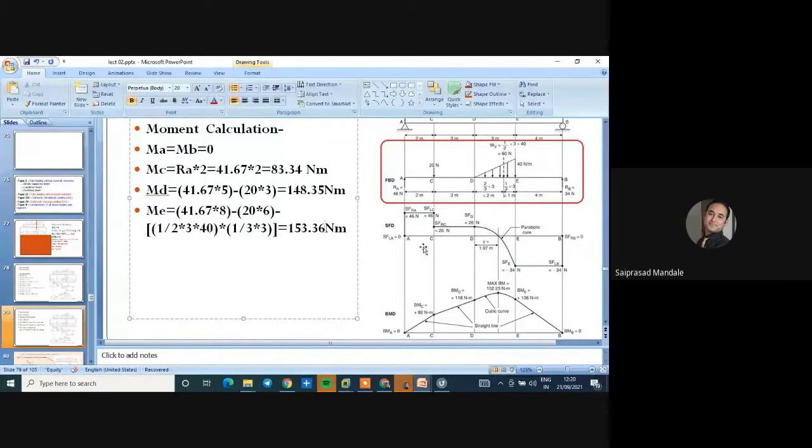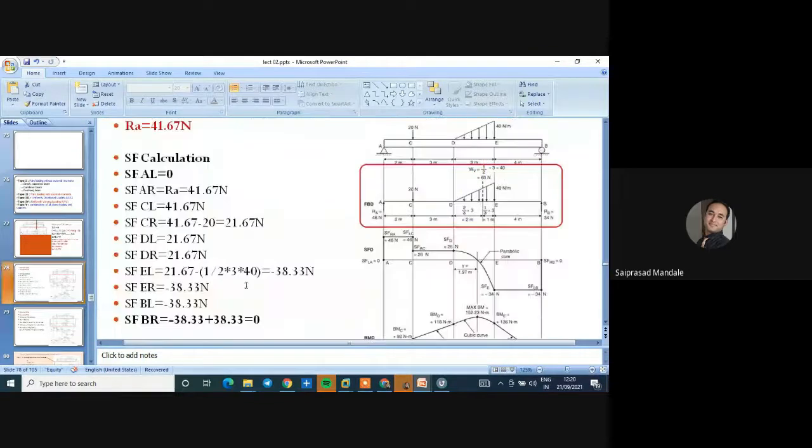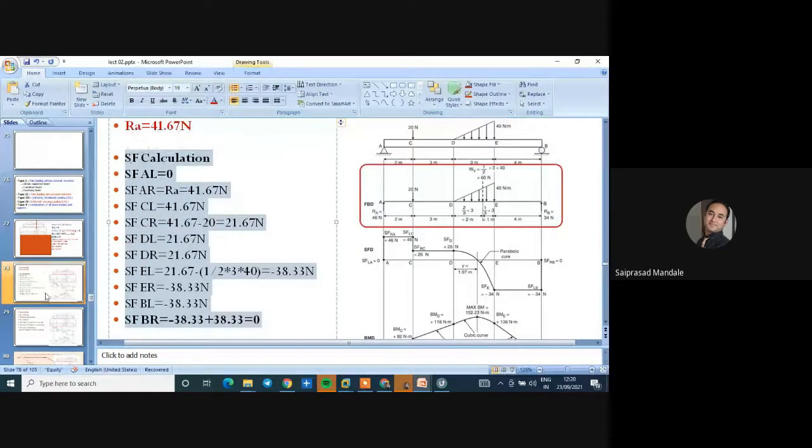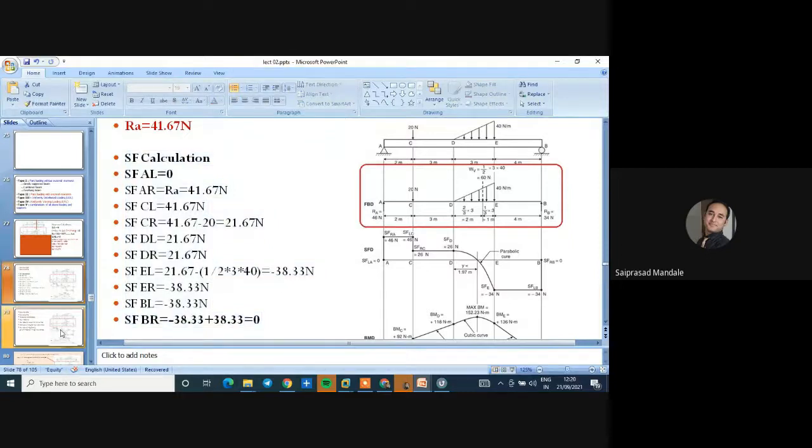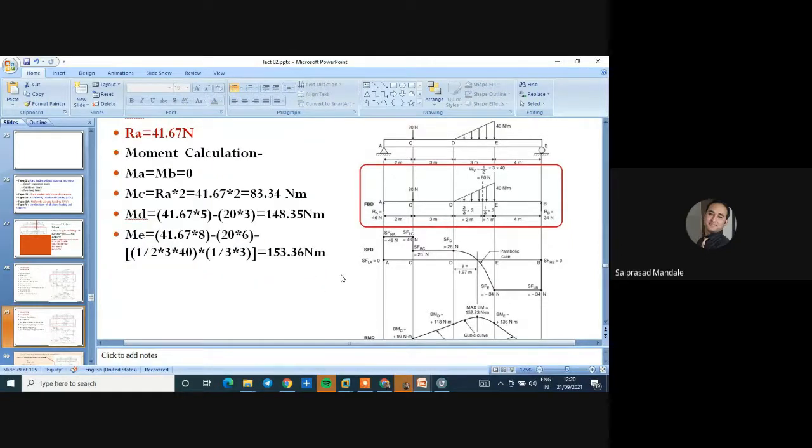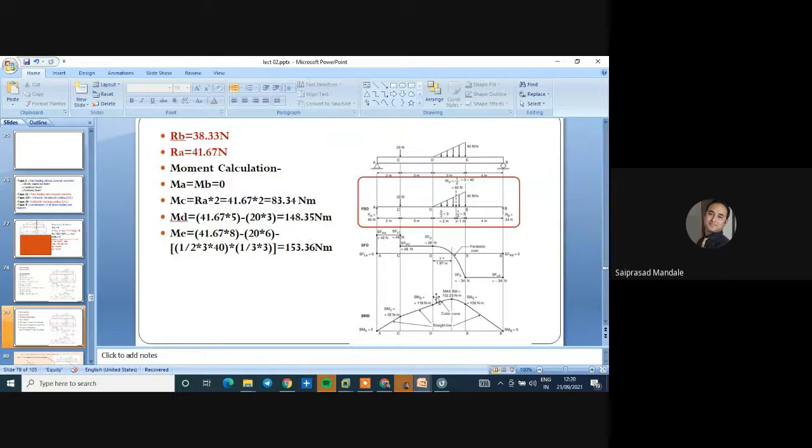So we have to draw accordingly. All terms are positive, and whatever we have calculated over here, we have to plot. From these values, we have to plot the SFD and bending moment diagram. So this is the task for you. Right now it is 12:20. I have to go for the meeting at 12:25. Now it is the calculation for you.